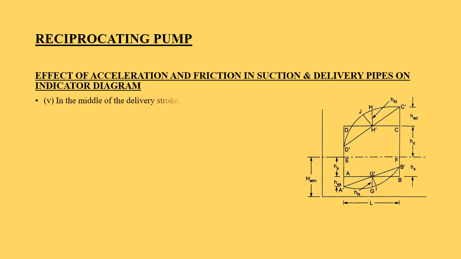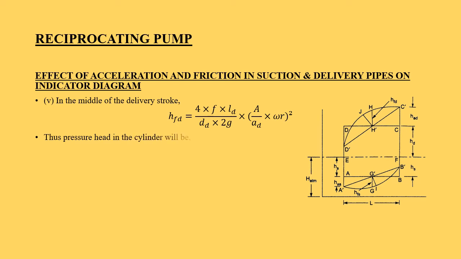In the middle of the delivery stroke, HAD becomes 0, but HFD, which is the head loss due to friction in the delivery pipe, will become 4F into LD divided by DD into 2G into capital A by small ad into omega r whole square, where small dd is the dia of the delivery pipe. So the pressure head in the cylinder will become HD plus HFD above the atmospheric pressure head.